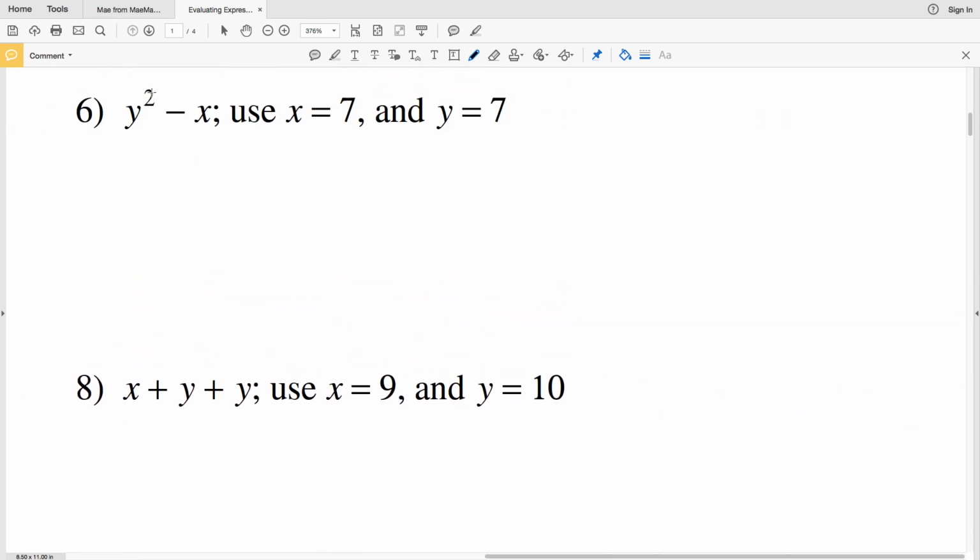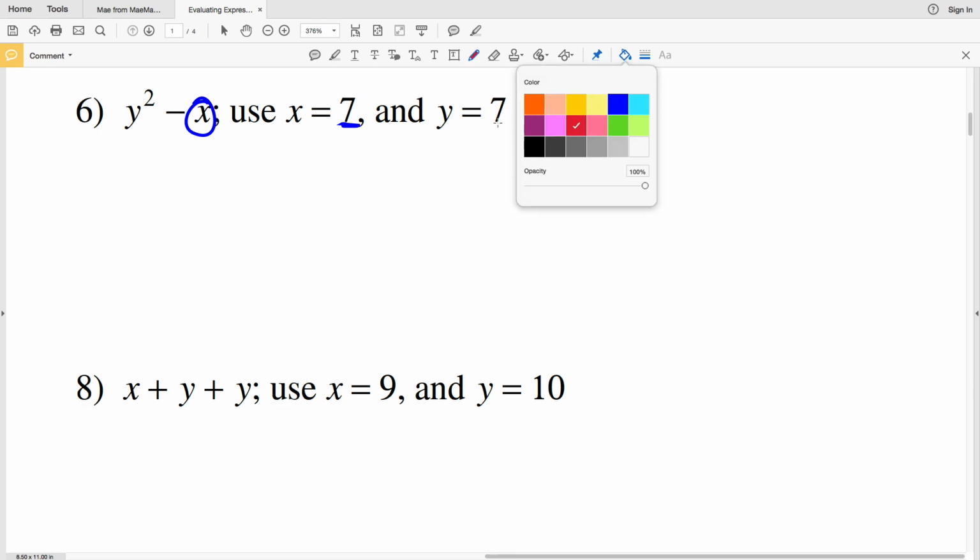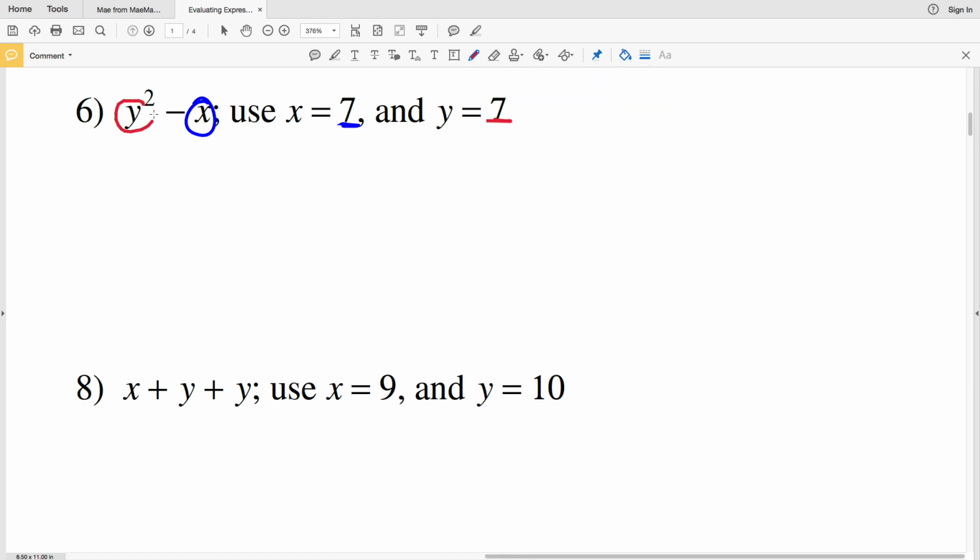Number 6 says y squared minus x, where x is equal to 7 and y also equals 7. So this x is 7 and this y is also 7. So we're going to have 7 squared minus 7. We have to do exponents before we do subtraction. So 7 squared is 49, and we still are left with minus 7. 49 minus 7 is going to be 42.